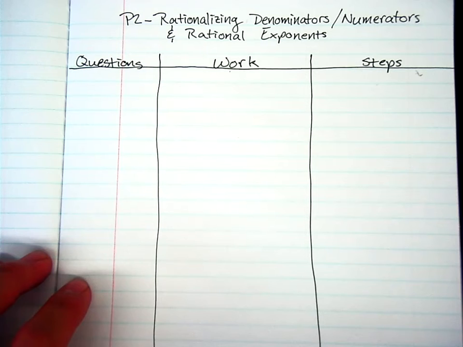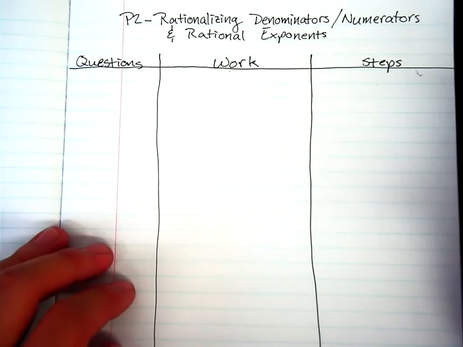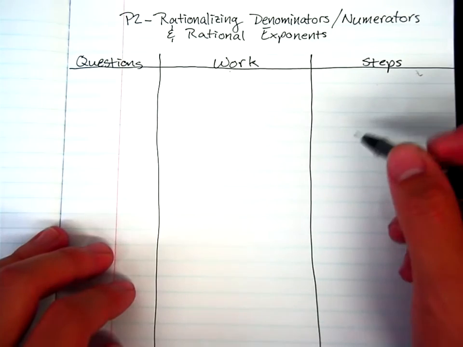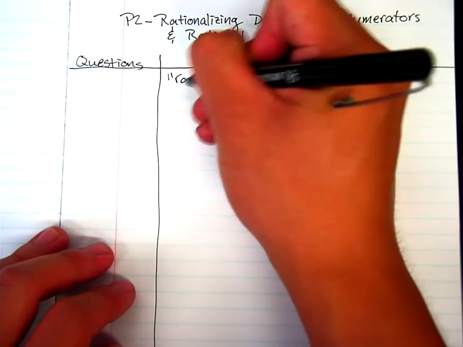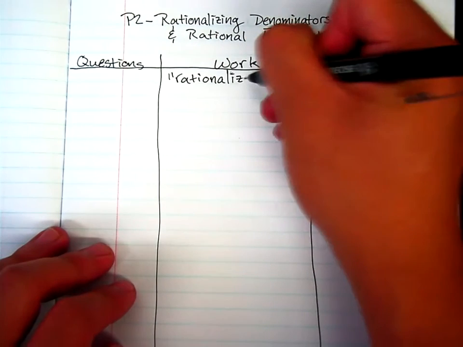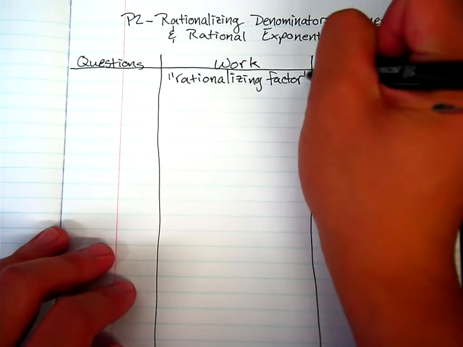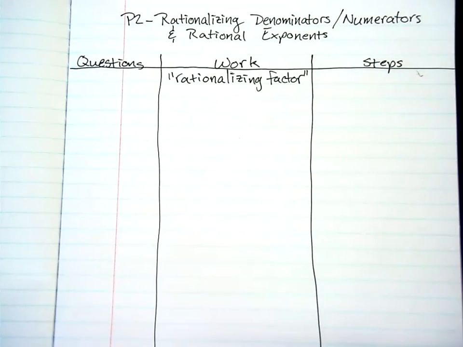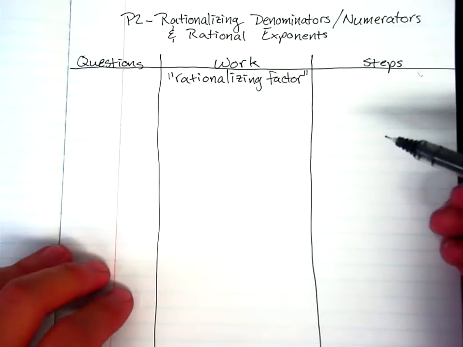Now, before I get started on rationalizing the denominator, there are a couple of vocabulary terms we need to review. First is the rationalizing factor. This is the number that you're going to multiply by in order to rationalize a denominator that has a single term. And the single term must contain a radical, otherwise there's really no point in rationalizing the denominator.